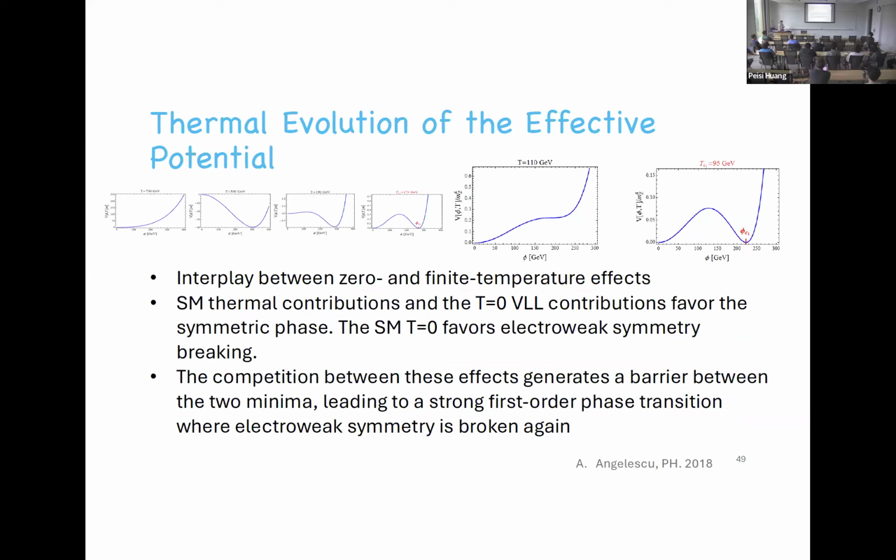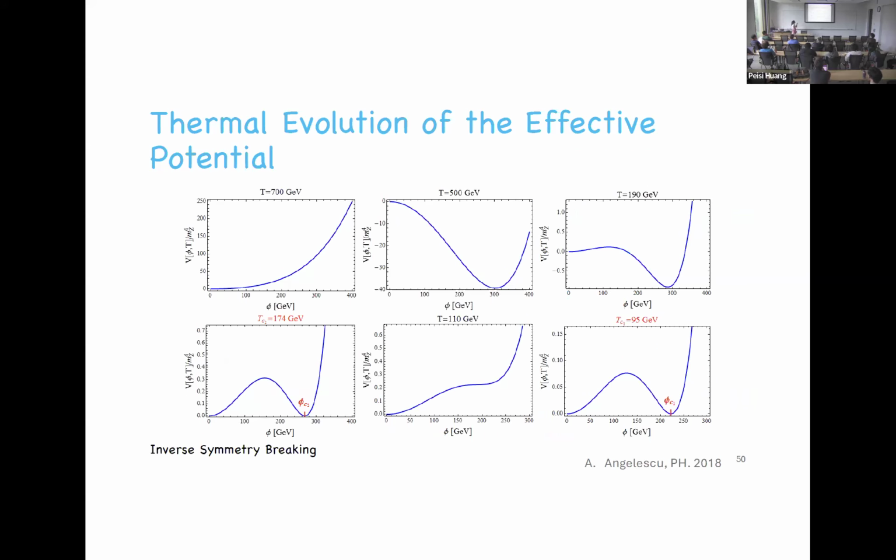So this is again an interplay between the zero and finite temperature effects. We have the competition between the standard model thermal contribution and zero temperature vector-like lepton contribution. They favor the symmetric phase, and the zero temperature standard model piece favors electroweak symmetry breaking. So the competition generates a barrier, and that leads to a strong first order phase transition, and electroweak symmetry is broken again. So putting things together, in the early universe, we're in the symmetric phase, electroweak symmetry is broken, and then restored again, and then broken again by another first order phase transition.